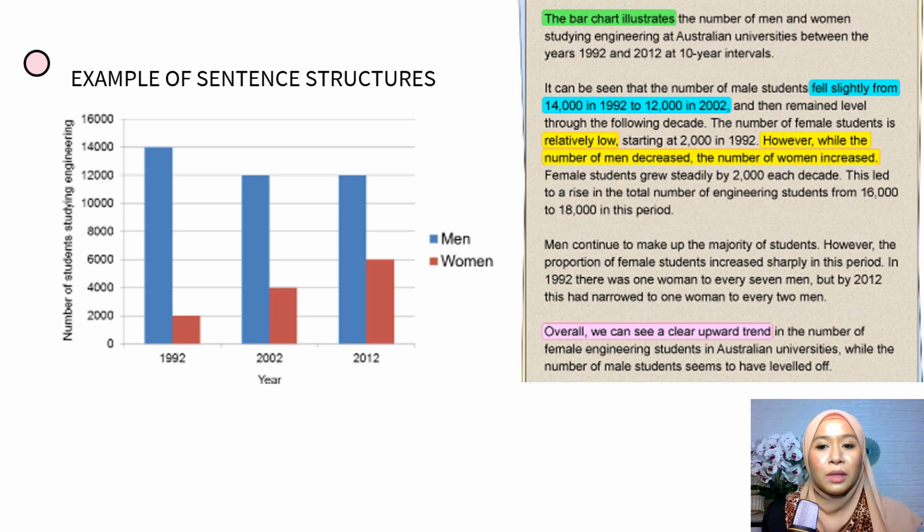Men continue to make up the majority of students. However, the proportion of female students increased sharply in this period. In 1992, there was one woman to every 7 men, but by 2012, this had narrowed to 1 woman to every 2 men. Overall, we can see a clear upward trend in the number of female engineering students in Australian universities, while the number of male students seems to have leveled off.